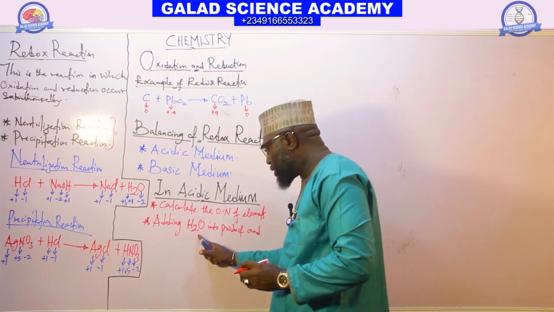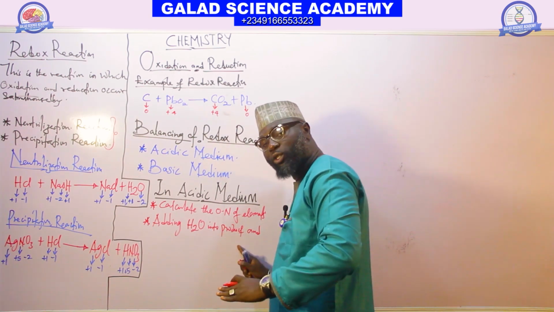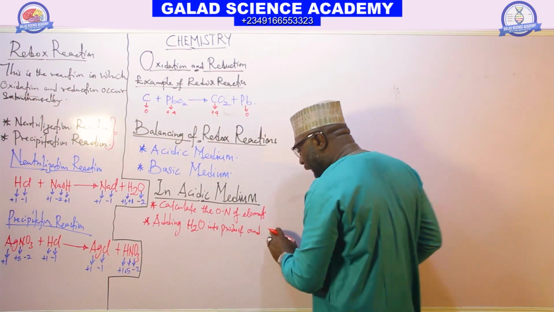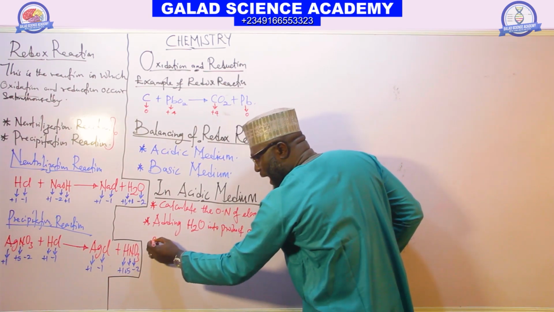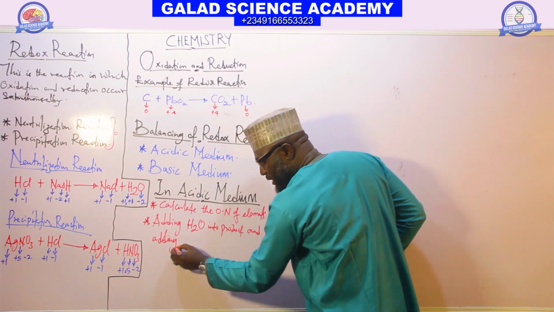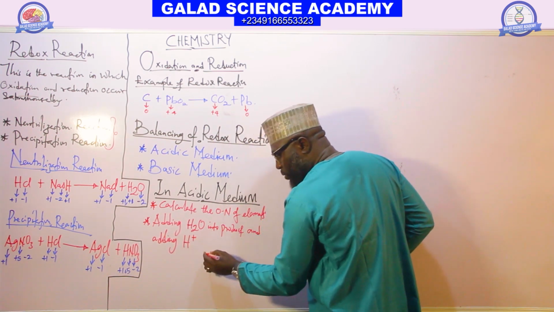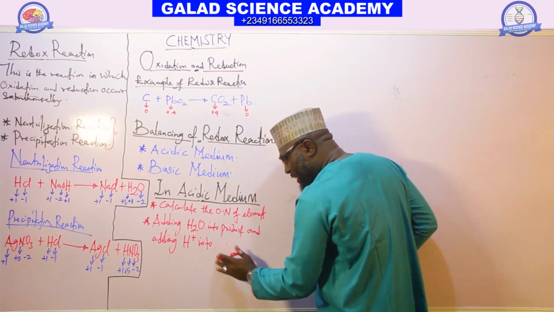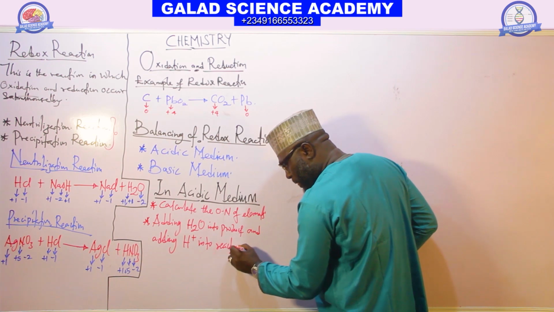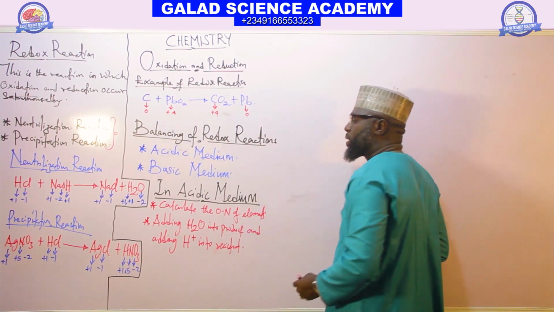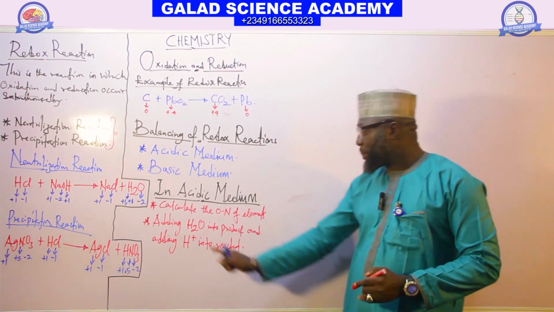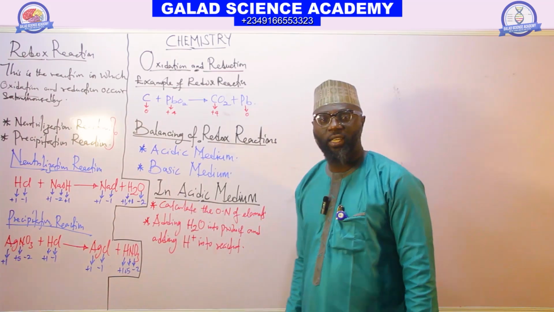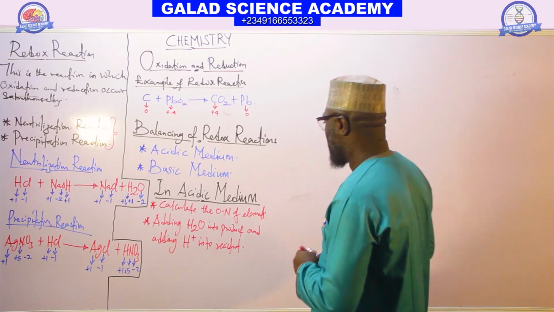The water that you add to the product side, or the side with lower amount of oxygen, is in order to balance the oxygen. And then adding hydrogen ion into the reactant side. By applying these two rules, we are done with acidic medium. Let's go.